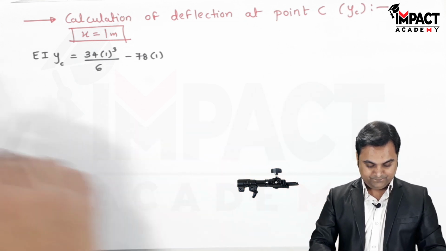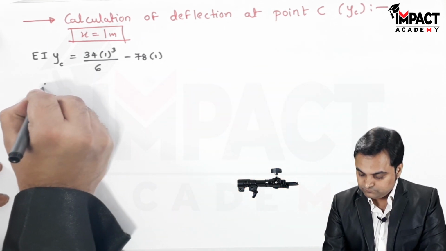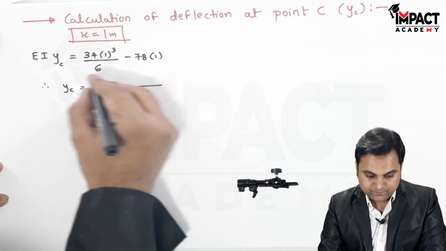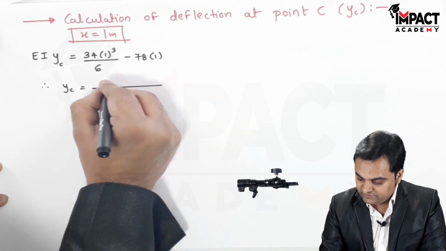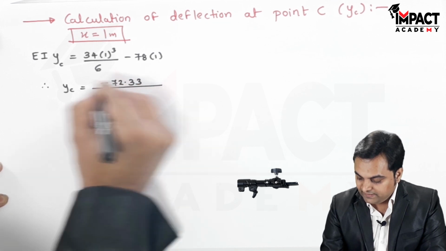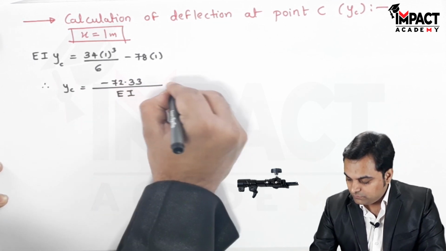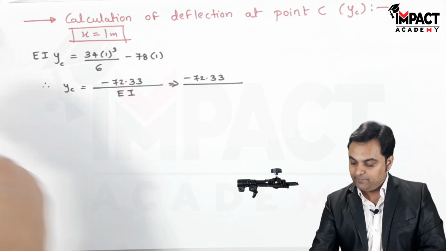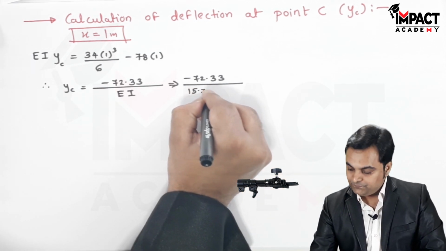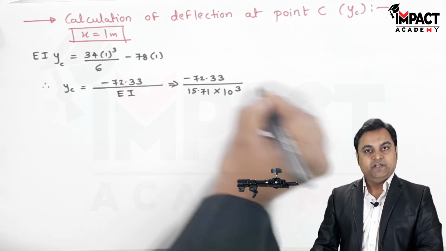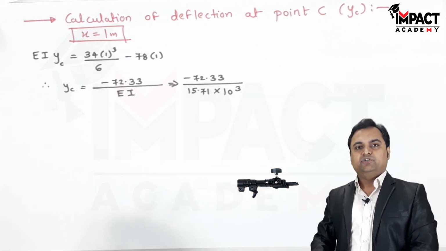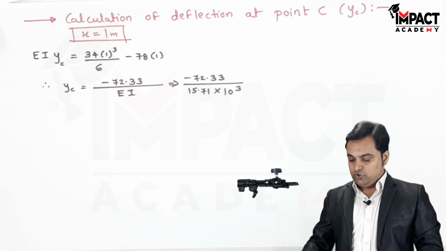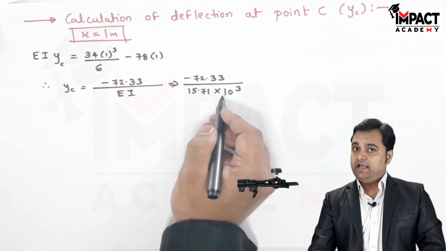And finally, this answer comes out to be minus 72.33 divided by EI, and the EI term is already there with us in the data. This I had calculated initially, that came out to be 15.71 into 10 raised to 3 kilonewton meter square. And why are we putting it in terms of kilonewton meter square? The reason is simple: loads are given in terms of kilonewton and distances are in meters. So even the EI value should be in kilonewton and meter.